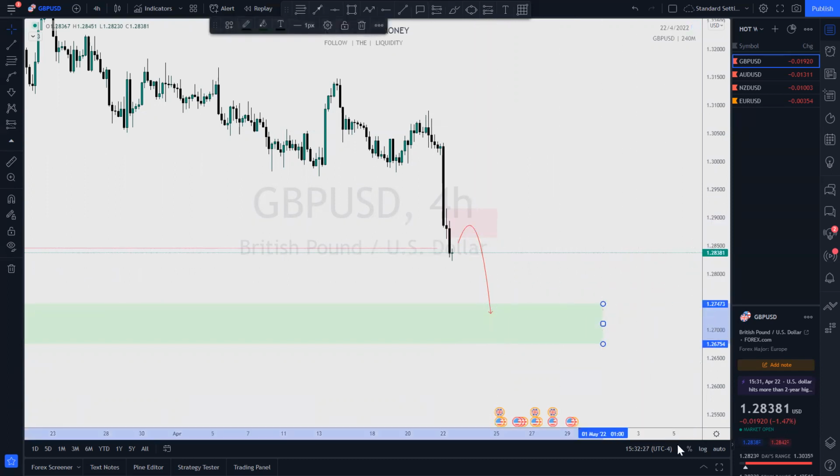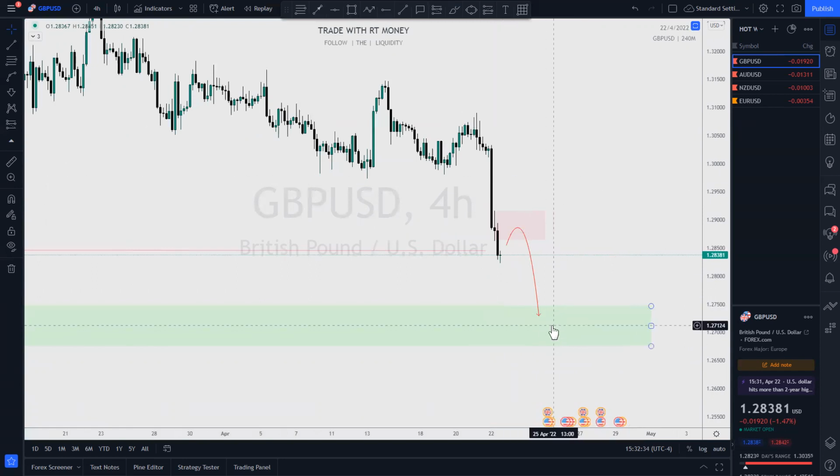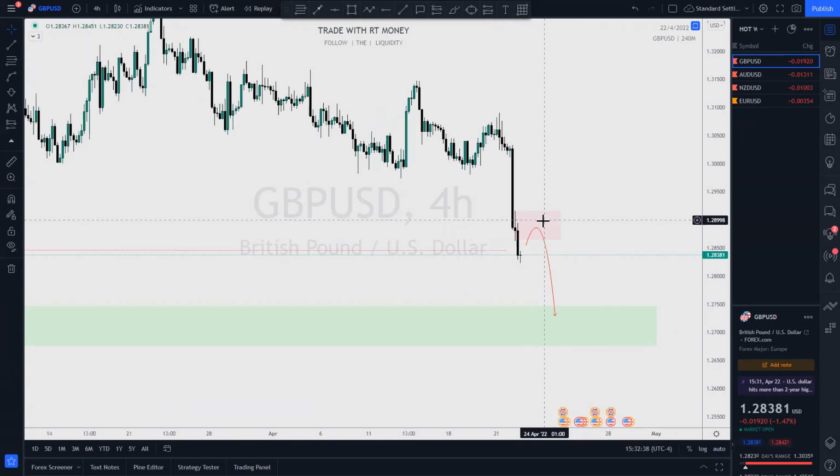All right, and I already gave you where I think it's going to go, probably to the midpoint of this bullish demand zone. So that is what I'm looking at on Pound USD. More bearish movement. If we do get a retracement, I think it'll be a shallow one. But I'm looking for shorts only.